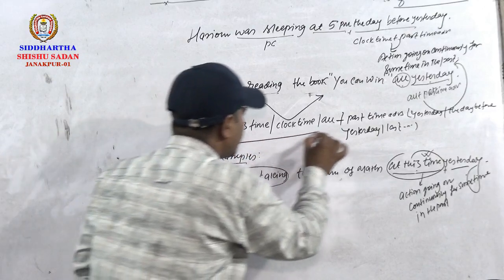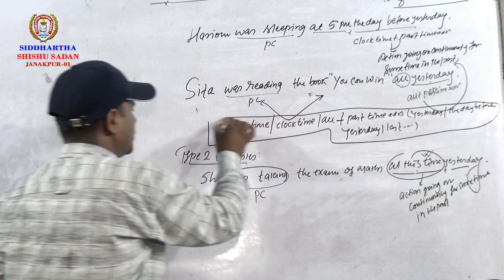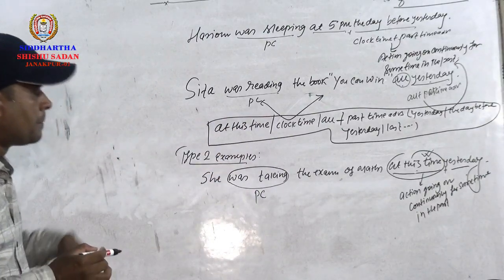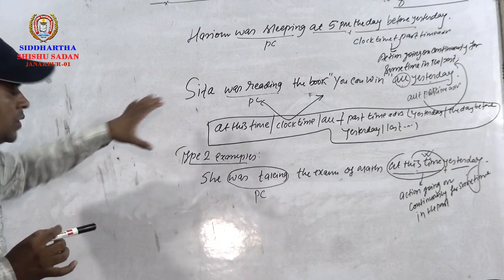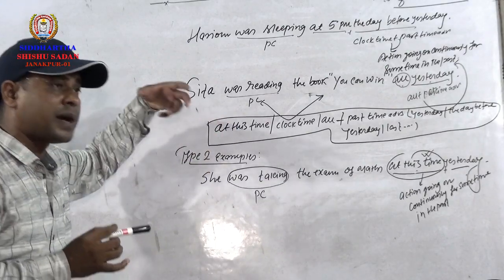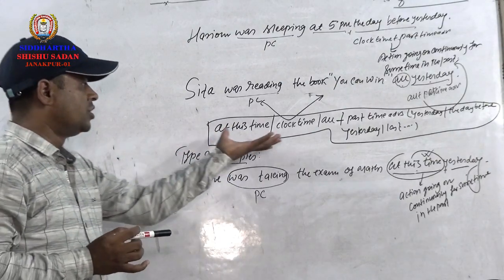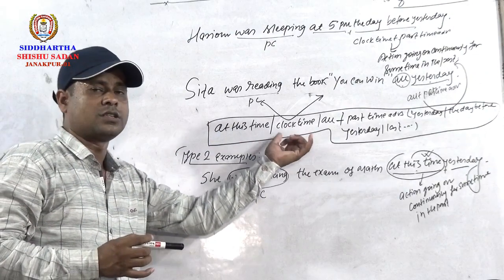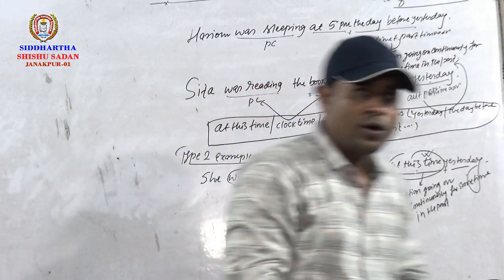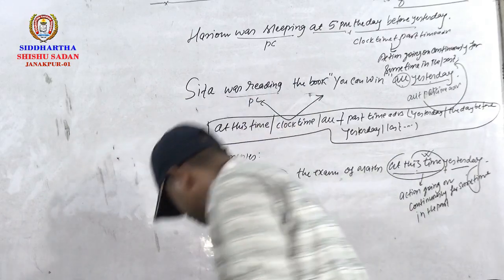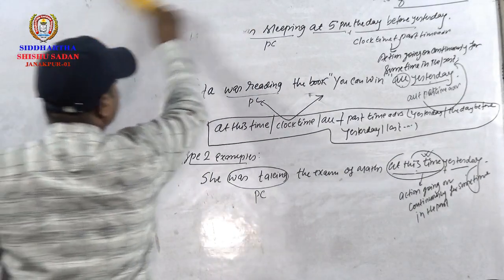With this, we use past continuous tense. With this, we use past continuous tense. Past continuous tense is used with these structures. Okay. That's all for past continuous tense.